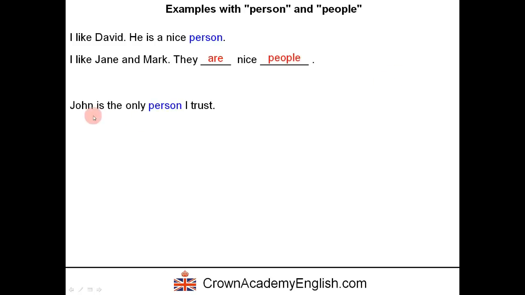John is the only person I trust. This is singular. But we can also say in the plural, my parents are the only people I trust. Because my parents, this is plural. So now we use the plural form, people. My parents are the only people I trust.